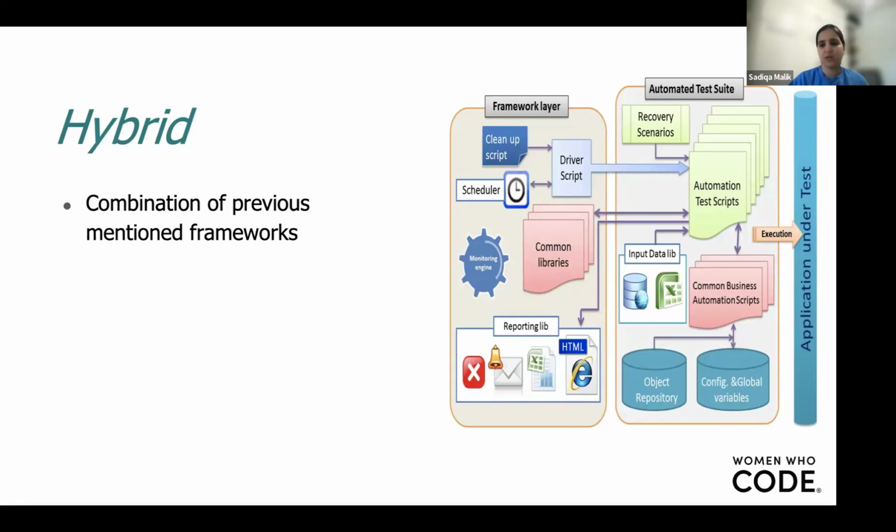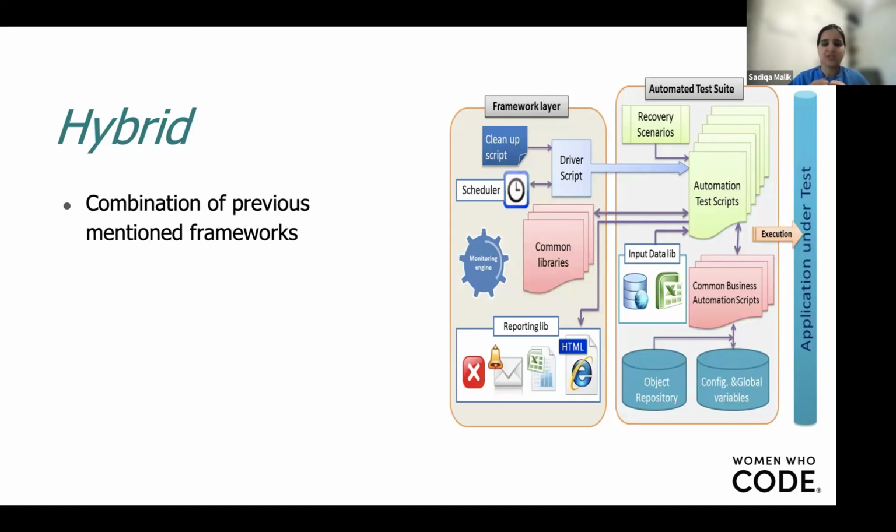So a simple hybrid framework screenshot here, which shows like there is an object repository. There's a separate file for your global variables, and then you have test data in a separate file or a database. You have common functionalities or libraries in one location, and then you have your scripts for each module in one location. And then you have a driver script which calls the test script for each module and runs it. So hybrid is basically a combination of all these frameworks.